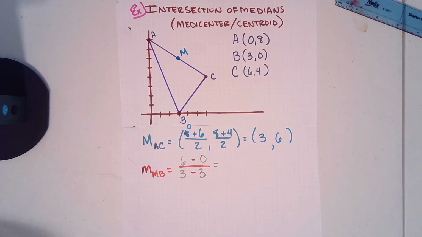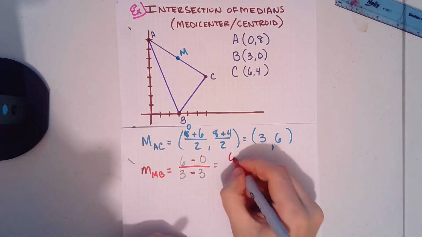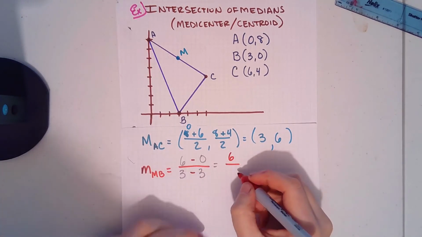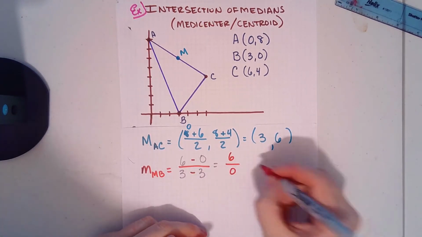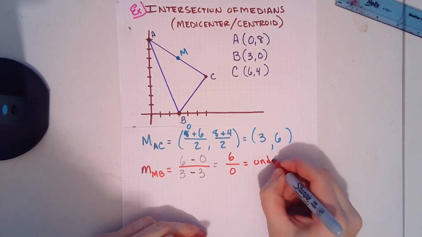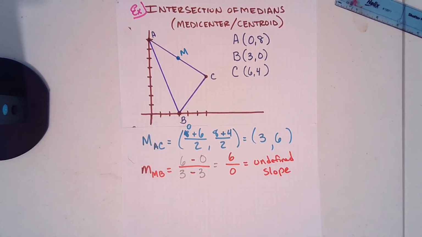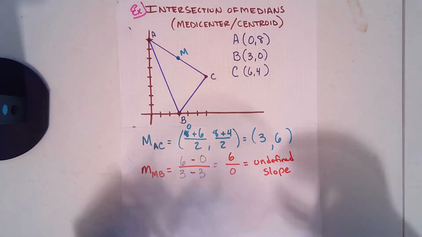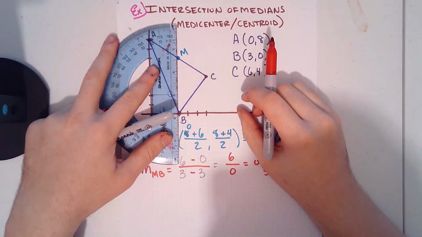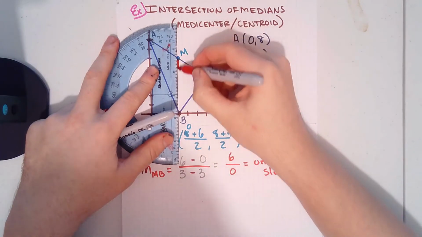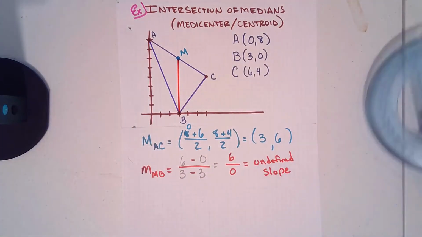And our slope for this line is going to be 6 minus 0, which is 6, over 3 minus 3, which is 0. So this is an undefined slope, which you should notice makes sense, because if we were to draw a line between here and here, it would be a vertical line, and vertical lines have undefined slope.